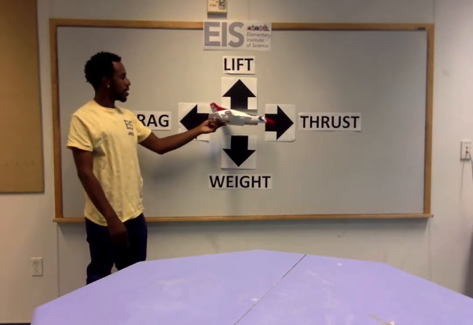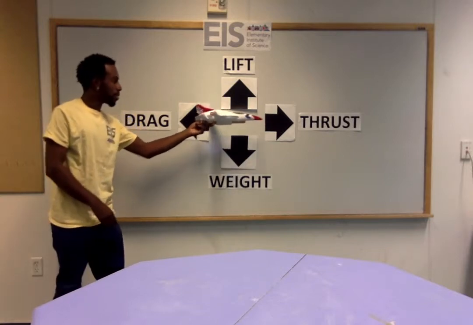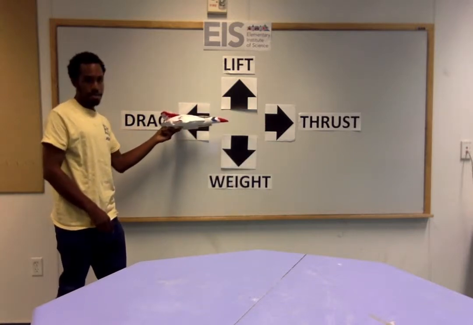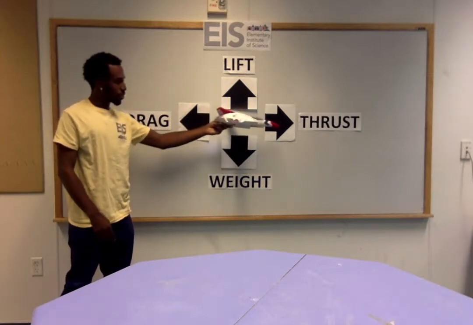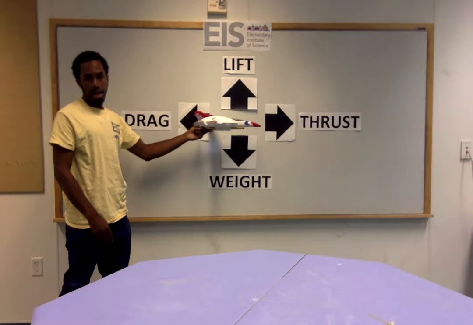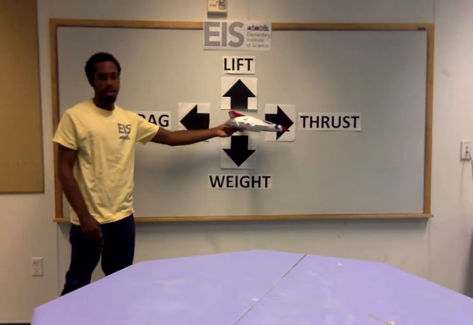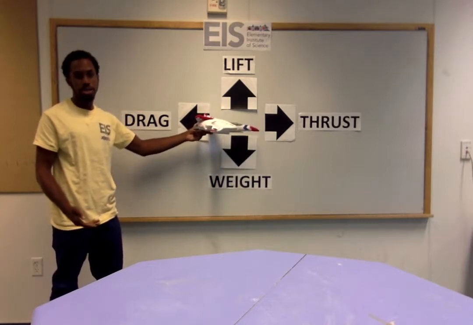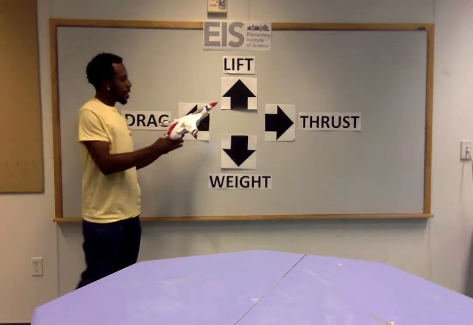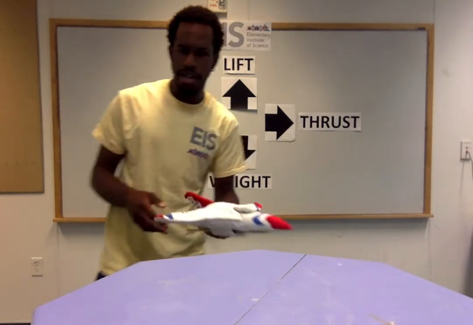The weight is the force of gravity acting on an object. Then we have our drag. Drag is the opposite of our thrust. I'll talk about thrust in a second, but drag is the resistance provided by the air as we're moving in this direction provided by our thrust, which is provided by, for instance, the propellers and engines of our plane.